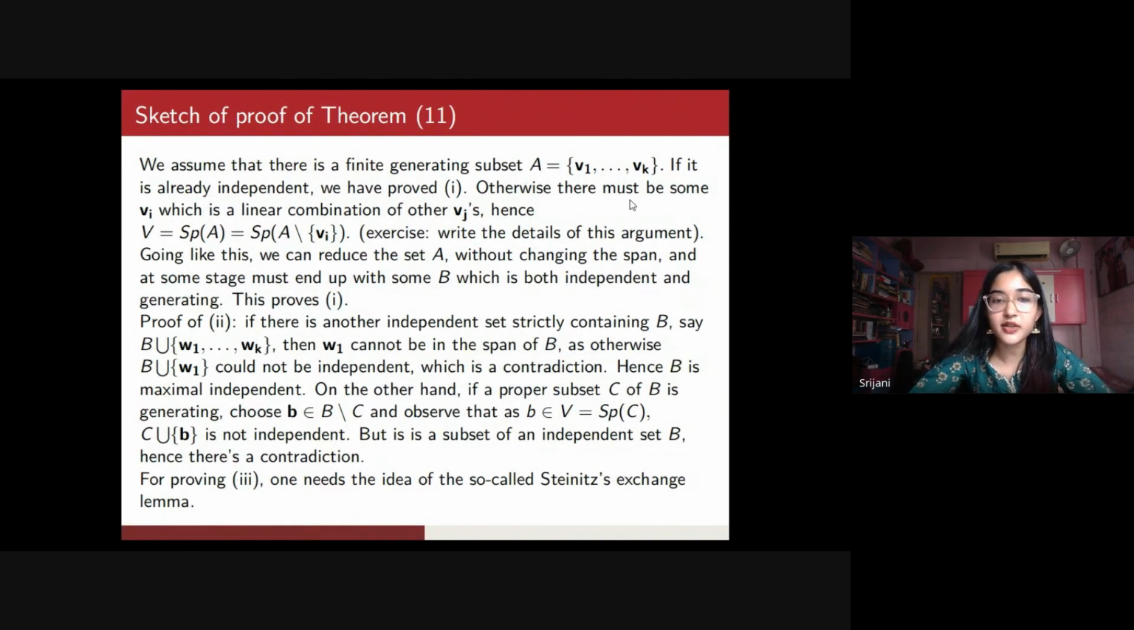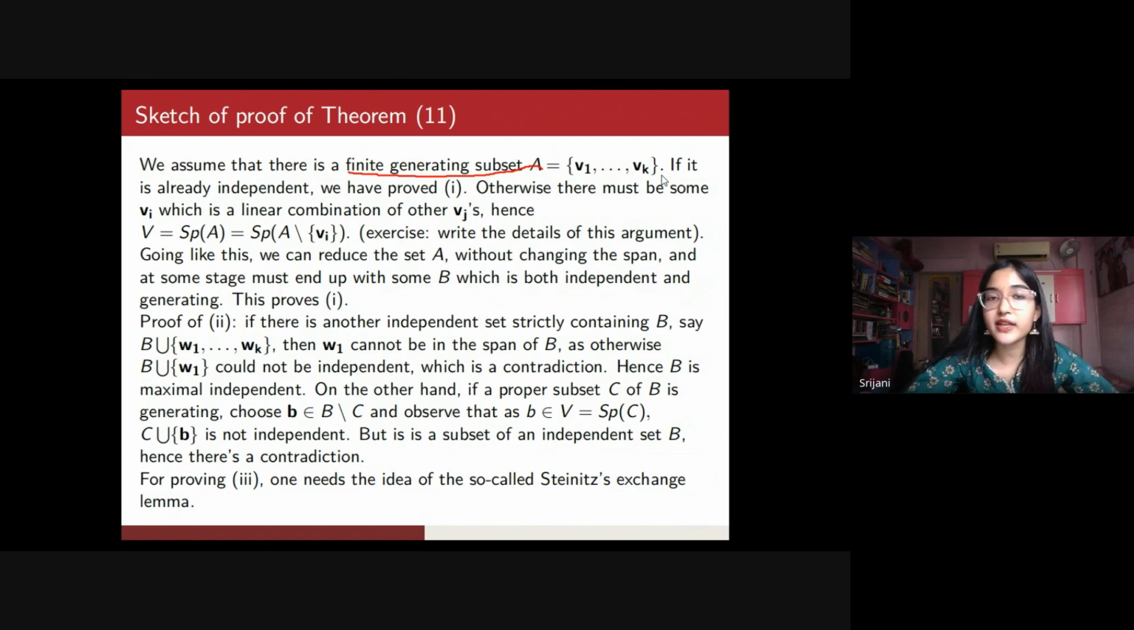The idea is basically, firstly, we cannot do it for infinite dimension right now. So we will do it for finite dimension only. My assumption is only that there is a finite generating set. There will always be a generating set because the entire vector space itself is a generating set. But we assume it is finite. For infinite, we need other things like the axiom of choice and Zorn's lemma, so we cannot do it at this level. So we start with a finite generating set.